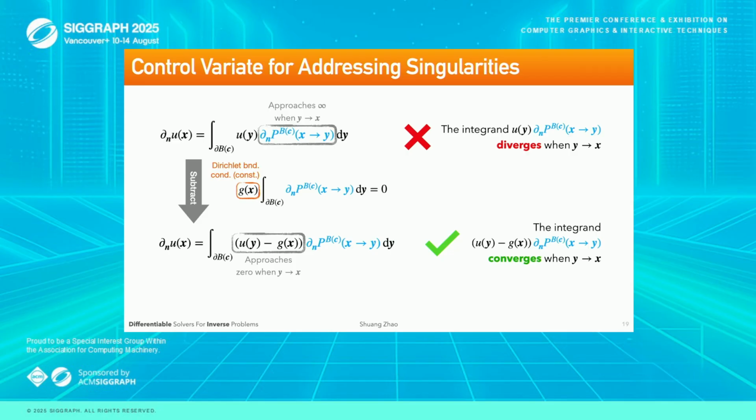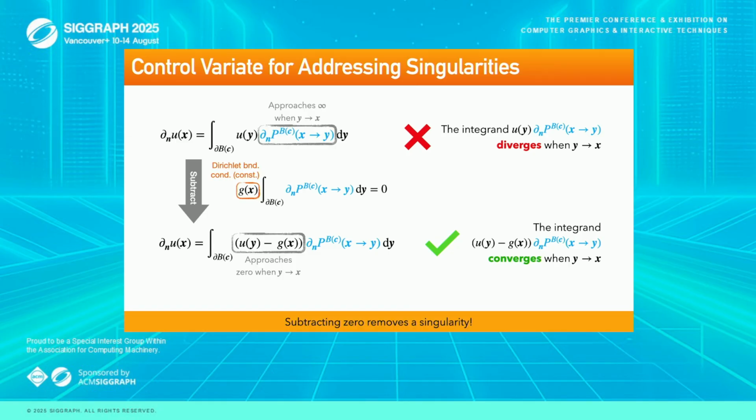So we kind of magically remove an infinity by subtracting 0 on both sides of this relation. So that, yeah, this is the interesting type of control variate, right, which is 0.